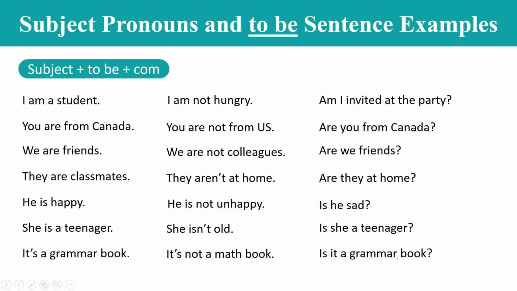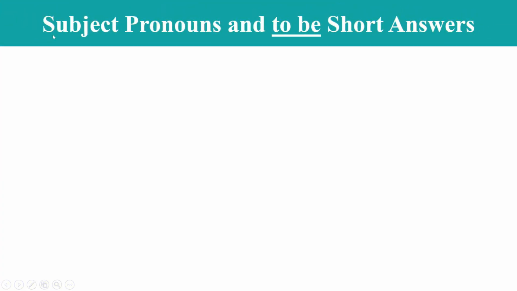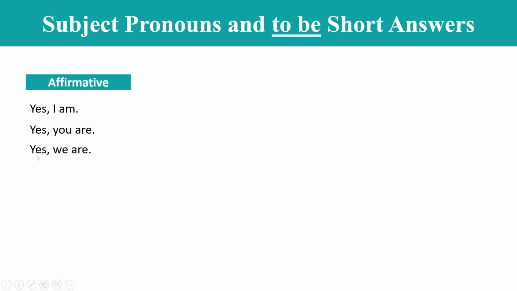Okay, I hope these examples made the lesson a bit more clear for you. So now let's go to the last part of today's lesson. In the last part of today's lesson, we're going to learn subject pronouns and to be verb short answers. First, affirmative short answers. Yes, I am. Yes, you are. Yes, we are. Yes, they are. Yes, he is. Yes, she is. Yes, it is. Good.